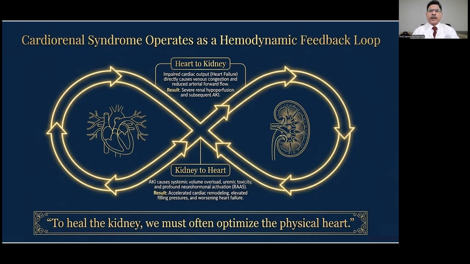Heart to kidney: impaired cardiac output, heart failure directly causes venous congestion and reduced arterial blood flow, which results in severe renal hypoperfusion and suspected AKI. Kidney to heart: here, AKI causes systemic volume overload, uremic toxicity, profound neurohormonal activation, ROS is activated, resulting in accelerated cardiac remodeling, elevated filling pressure, and worsening heart failure.